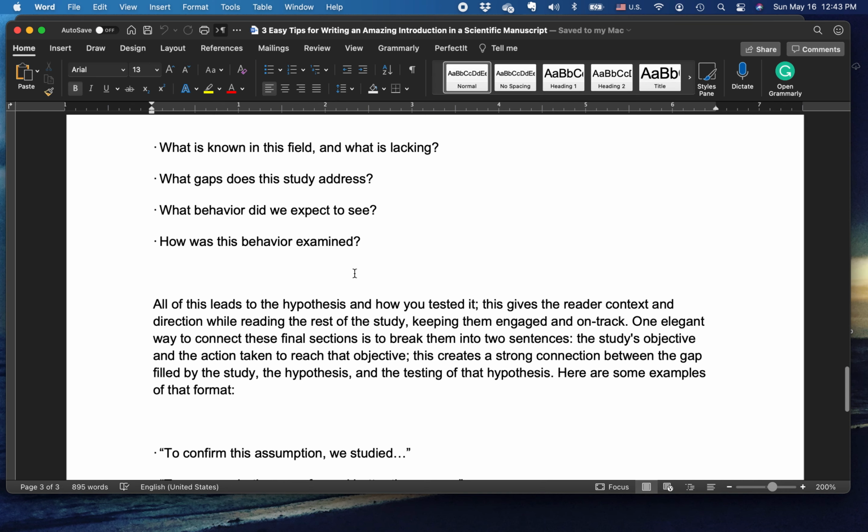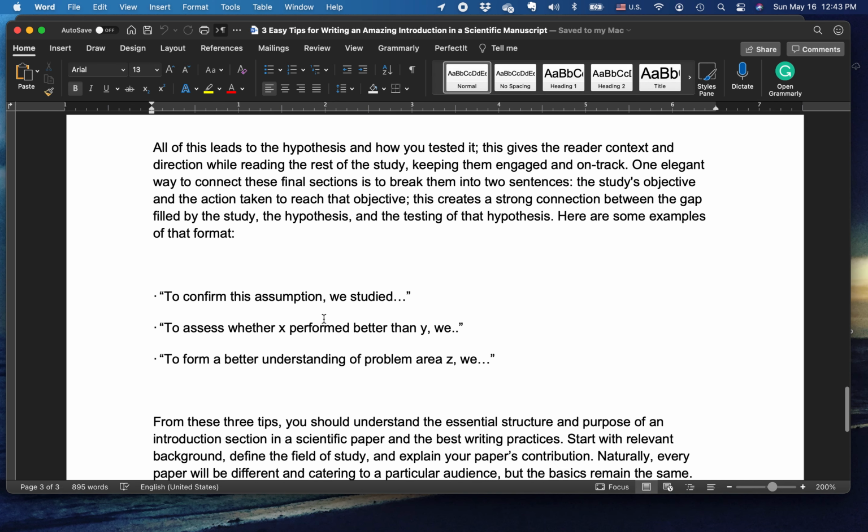What behavior did we expect to see, and how is the behavior examined, just as an example. So all this leads to a hypothesis and how you tested it. It gives the reader context and direction when reading the rest of the study, and keeps them engaged and on track. An elegant way to connect the final sections is to break them into two sentences: the study's objective and the action to reach that objective. This creates a strong connection between the gap filled by this study, the hypothesis, and the testing of that hypothesis.